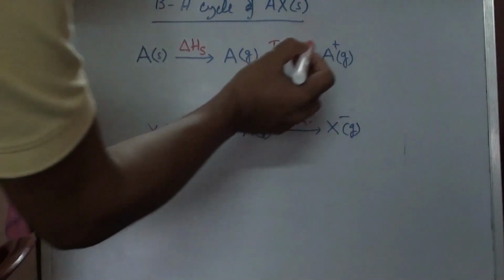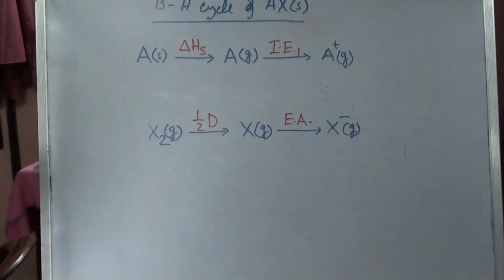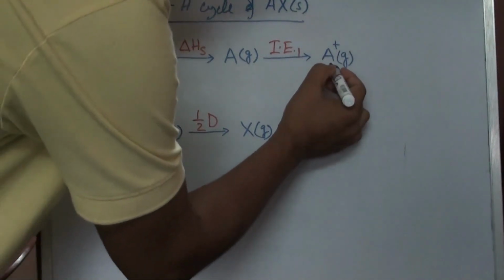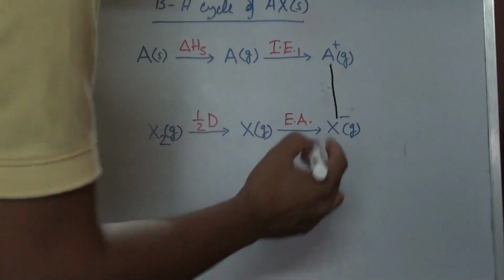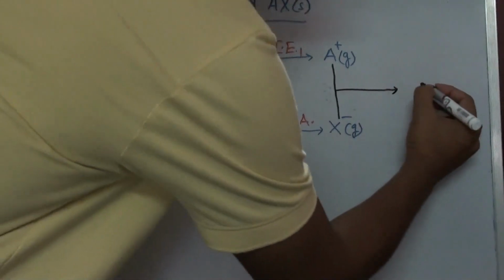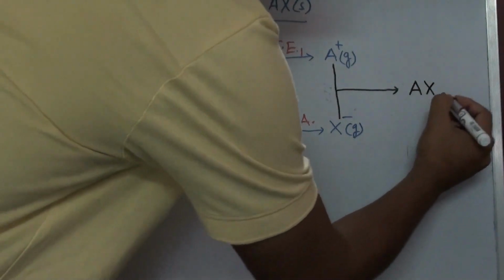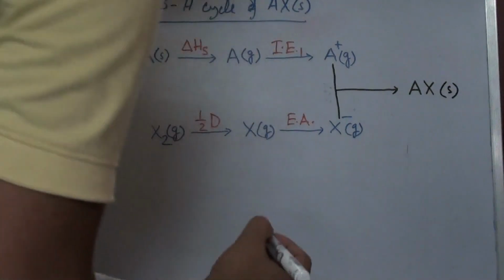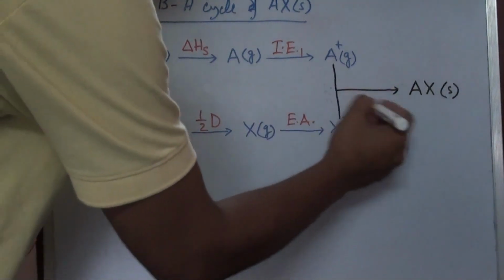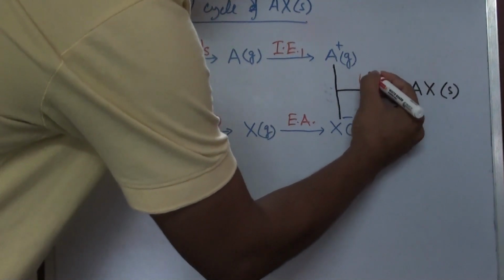So we have produced A plus and X minus, both in gaseous state. Now when we combine these two, we can produce AX lattice in solid state, and in this step the energy involved is nothing but our lattice energy.